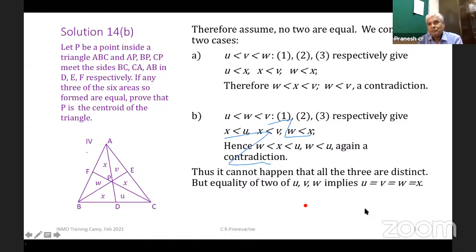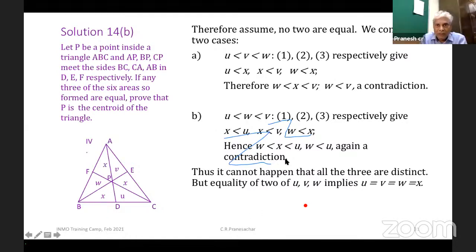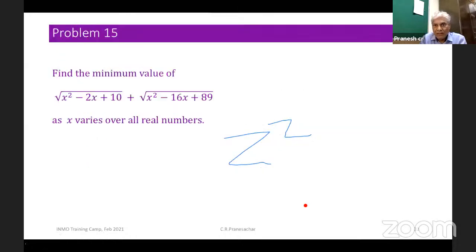Is that okay? Yes, sir. So sometimes it's easier to work with inequalities rather than equalities. That's the idea in this problem. Okay. So we have proved in all the four cases P is a centroid.